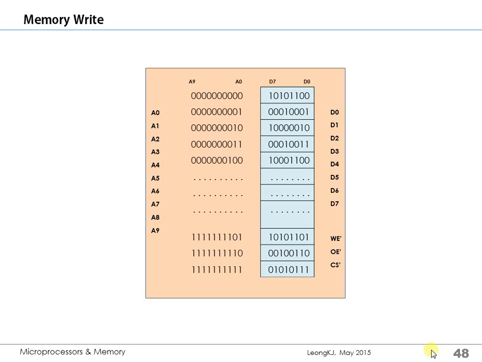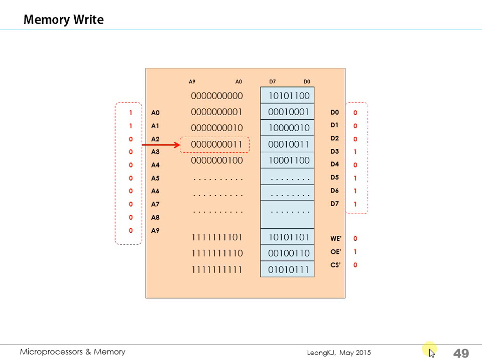Let's understand how data are written into the memory. The location to write the data is specified at the address line. The data to be written is specified at the data lines. The memory chip is prepared for memory write via the signals at the control lines. The data is written to the specific location.